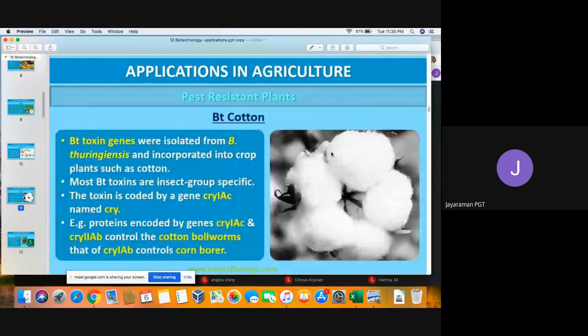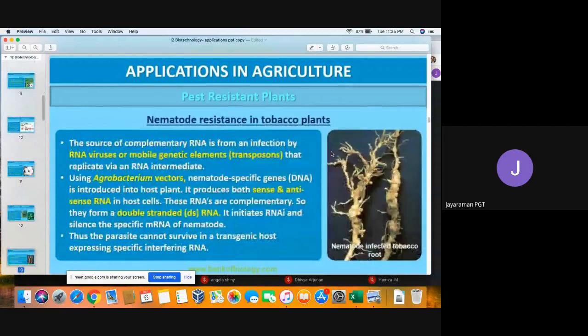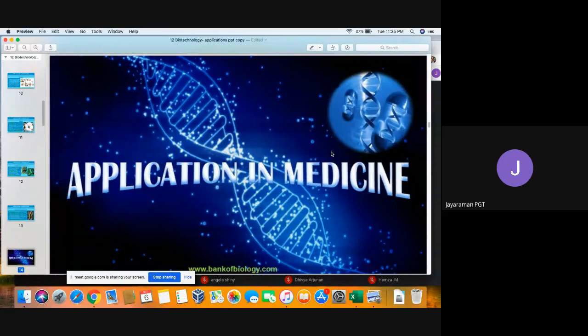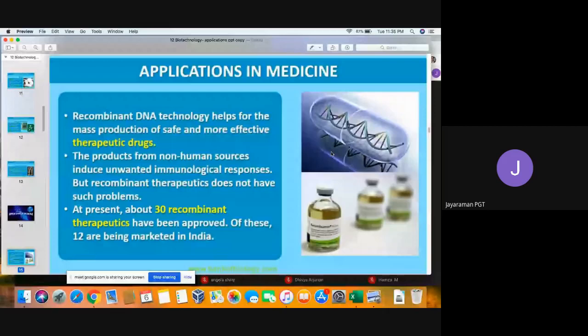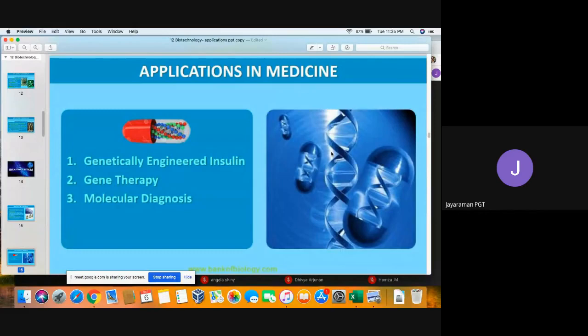Similarly, nematode resistant tobacco plants we also discussed, that is based on RNA silencing or RNA interference. That method is known as RNA interference technology. Then in applications in medicine, we discussed last class genetically engineered insulin, and today we'll be discussing gene therapy and molecular diagnosis.